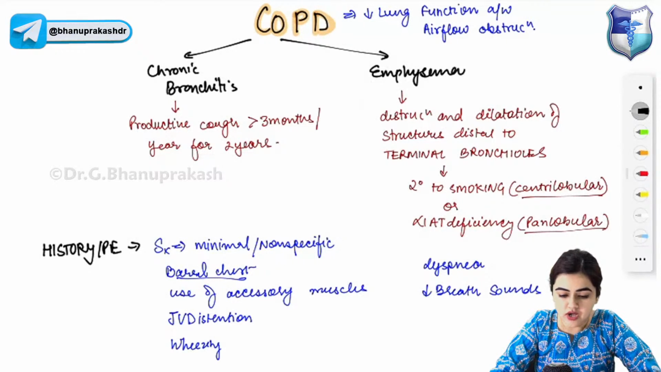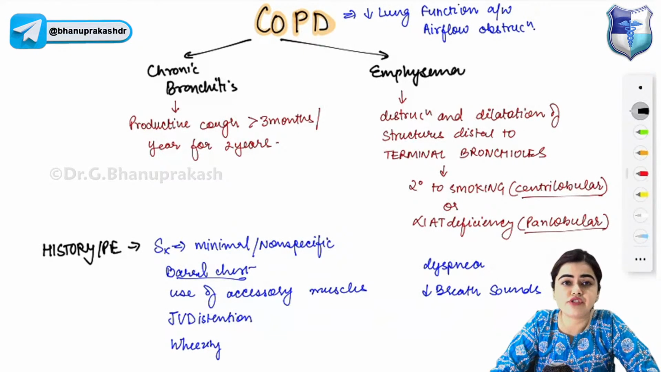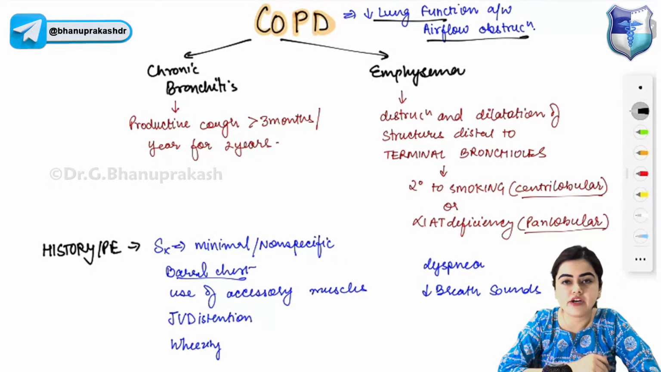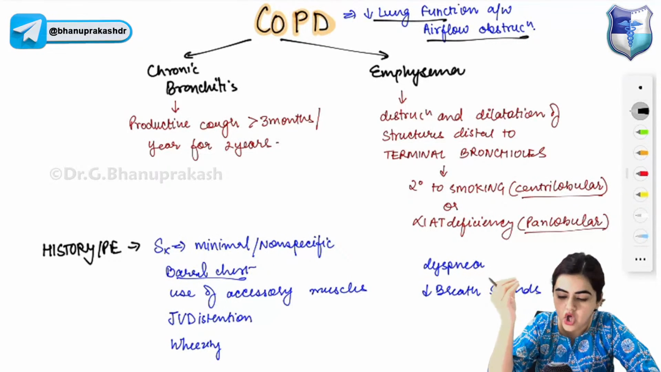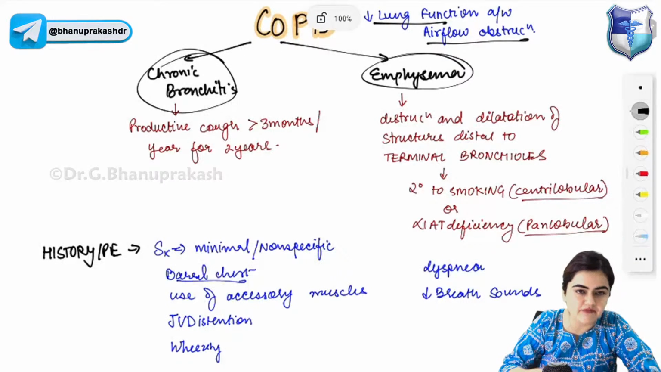Okay. So coming to the next topic, that is COPD. What do you understand by COPD? Chronic obstructive pulmonary disease is a disease characterized by decrease in lung function associated with airway obstruction. In COPD, the lung function decreases due to airflow obstruction. This is divided into two major subtypes, that is chronic bronchitis and emphysema.